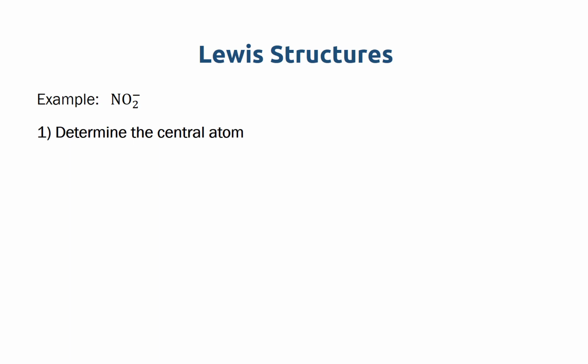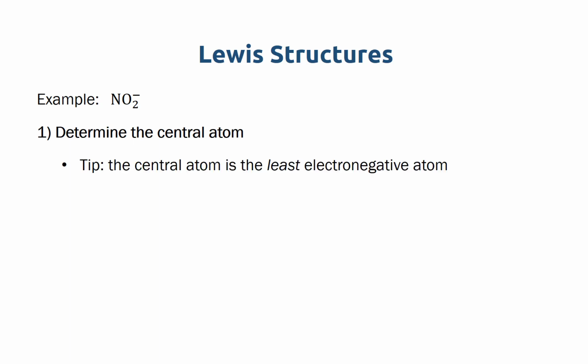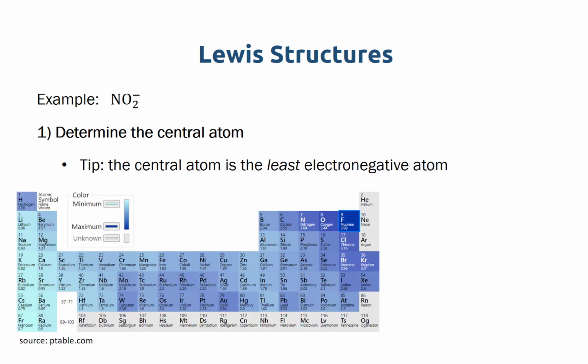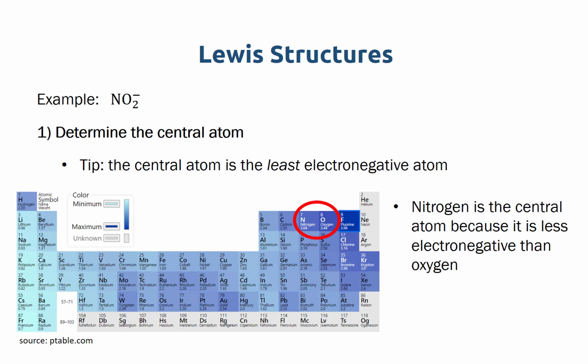The very first step is going to be determining the central atom. This is done by determining the least electronegative atom. So as a refresher, electronegativity increases as we go up and to the right on the periodic table. Oxygen is further to the right than nitrogen, so nitrogen is less electronegative than oxygen. This means nitrogen will be our central atom.